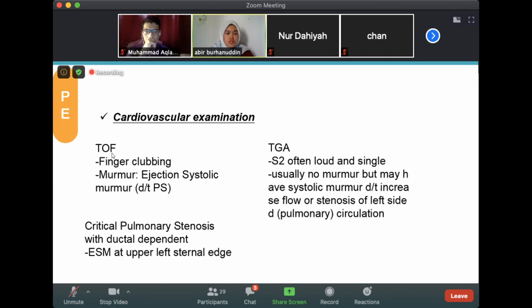So these are among several findings. In tetralogy of Fallot, we can find finger clubbing, and the type of murmur is an ejection systolic murmur due to pulmonary stenosis. Then transposition of great arteries, we can hear a loud, single second heart sound. Usually there is no murmur, but they may have a systolic murmur due to increase in pulmonary blood flow.